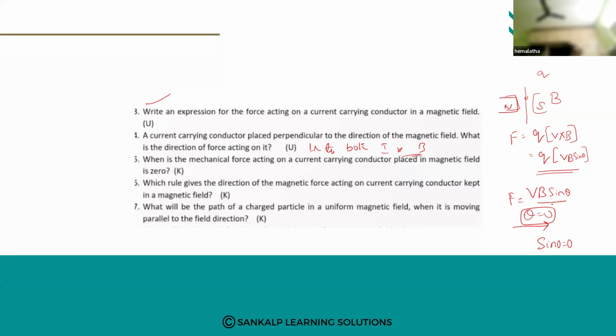Next. Which rule gives the direction of the magnetic force acting on a current carrying conductor kept in a magnetic field? We have just said it: Fleming's left hand rule. What will be the path of a charged particle moving in a uniform magnetic field? Path of the charged particle.